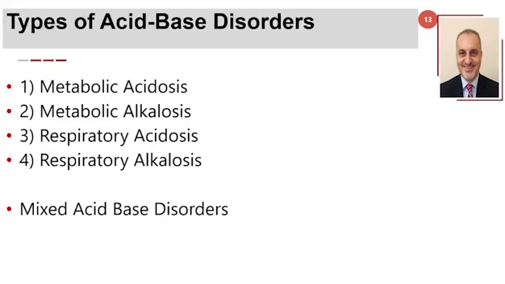Now, there are 4 types of acid-base disorders: metabolic acidosis, metabolic alkalosis, respiratory acidosis, and respiratory alkalosis. And we will touch on each of them. Also, there is a mixed acid-base disorder, because many times in the intensive care unit you will find more than one acid-base disorder acting together or sometimes acting against each other.